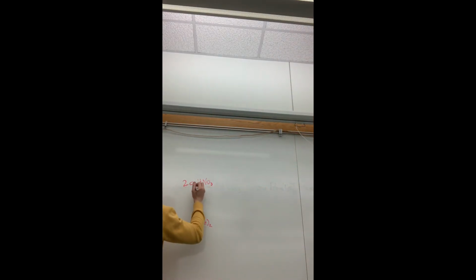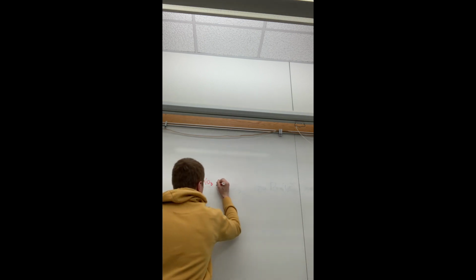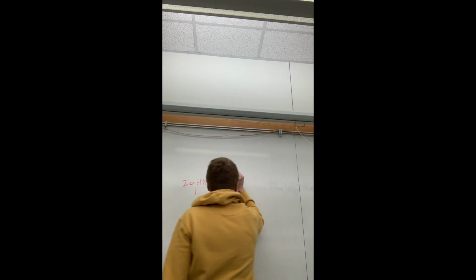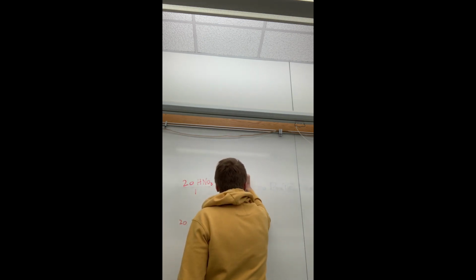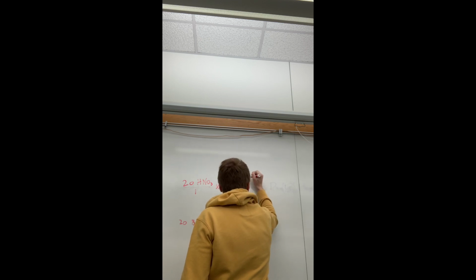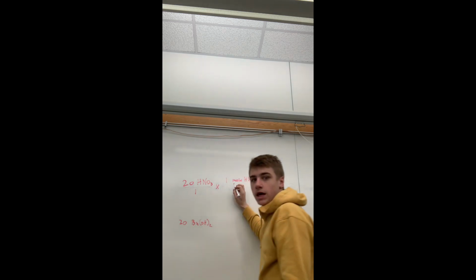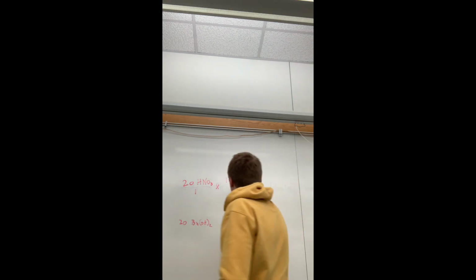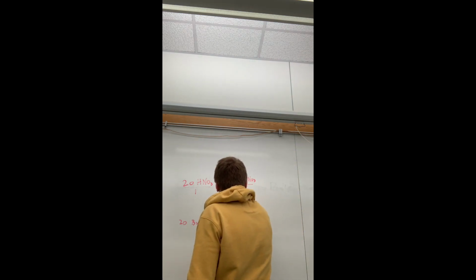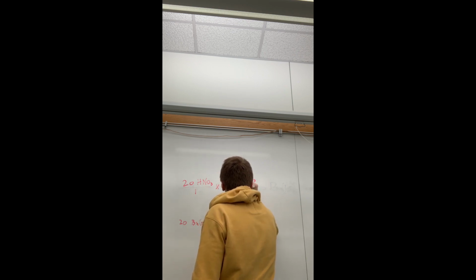Okay, so the first thing we're going to do here is put this over 1, then we're going to times this, and then we're going to put 1 mole of the substance, HNO3, and then that is going to equal 63 grams per mole.